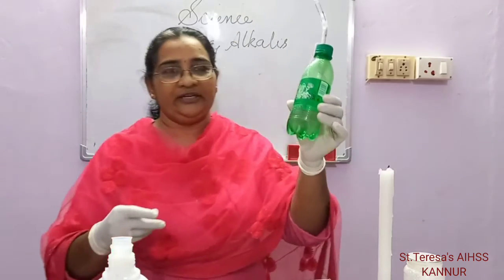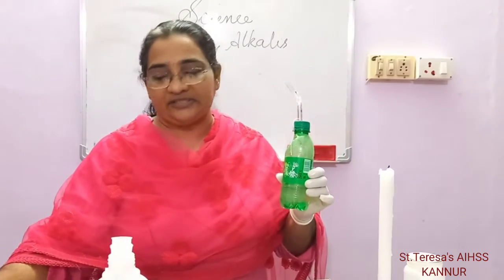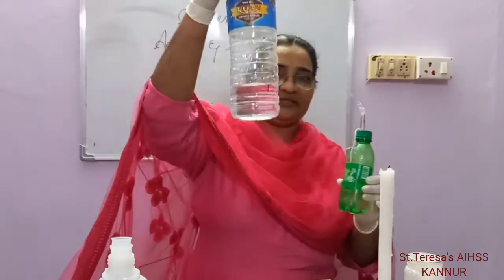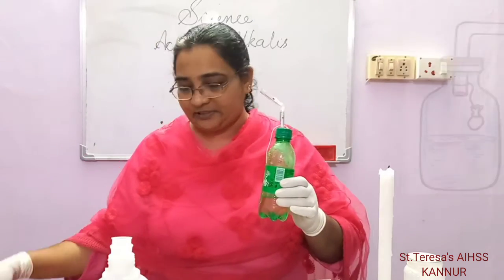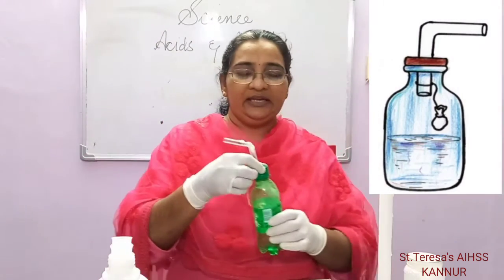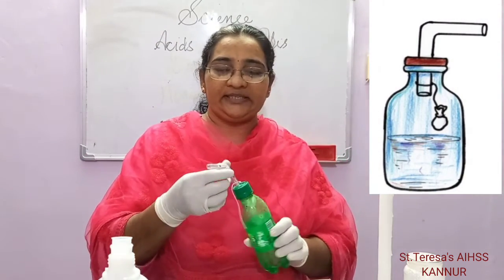There is a bottle here. So, which is the acid which is available in your home? Yes, vinegar. So, you have to take vinegar. This experiment is there in your textbook. You have to take vinegar. After that, take a small bottle like this. I did not get a straw.